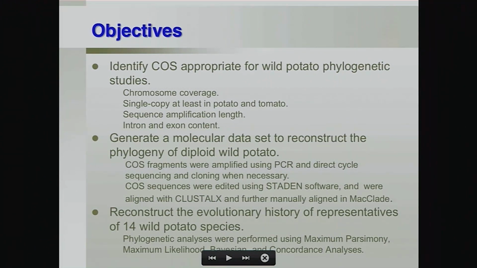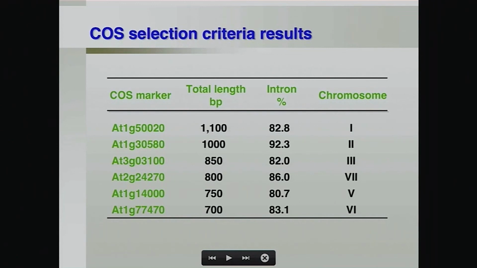And then we did the phylogenetic analysis using parsimony, likelihood, Bayesian, and also the concordance. I think everybody knows maximum parsimony, likelihood, and Bayesian. But the only thing that I want to stress here is the concordance analysis. The concordance analysis is a way to determine what is the proportion of the genome that is supporting each clade. That is also important. Not the sites, because parsimony and likelihood tell you how many sites are supported. That is the proportion of the genome.